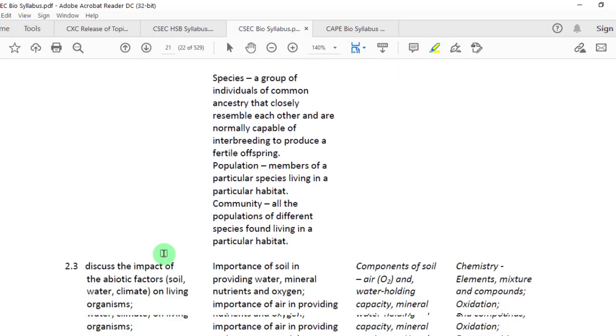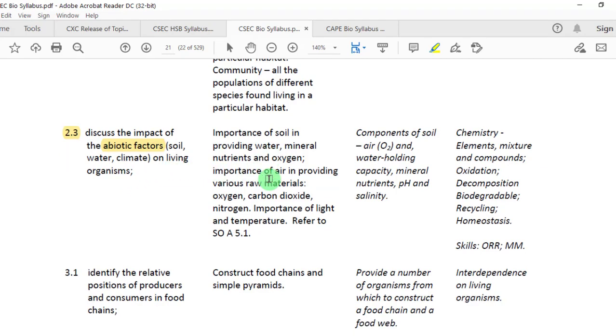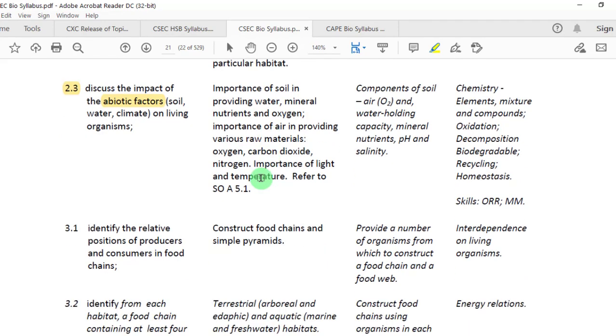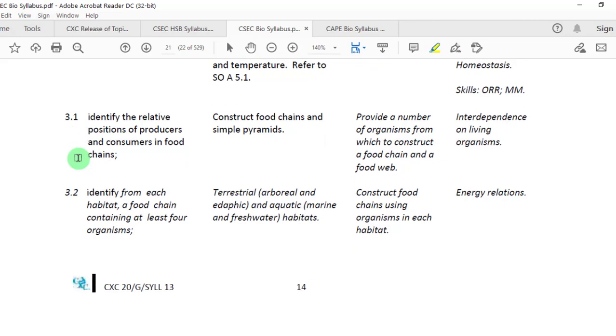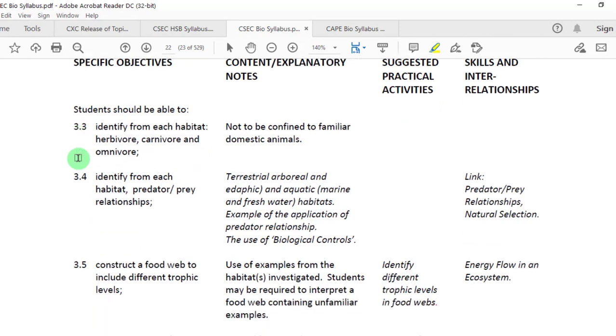So let's scroll down, right? Notice abiotics. So you have to learn this objective too. Discuss the impact. So you're looking at the abiotic factors in detail, right? Soil, water, climate to be specific. All right. This would also fall under food chain. So we will come back to that because that is listed elsewhere. But there's another aspect to the biotic that's not obvious.